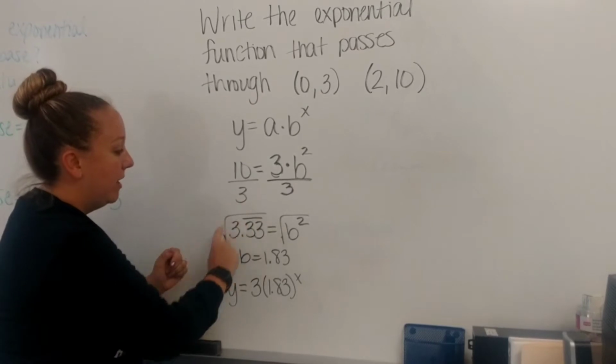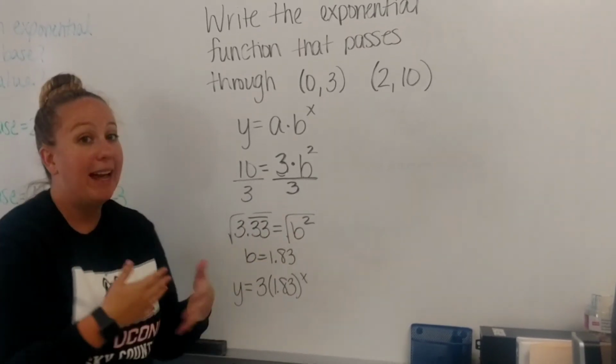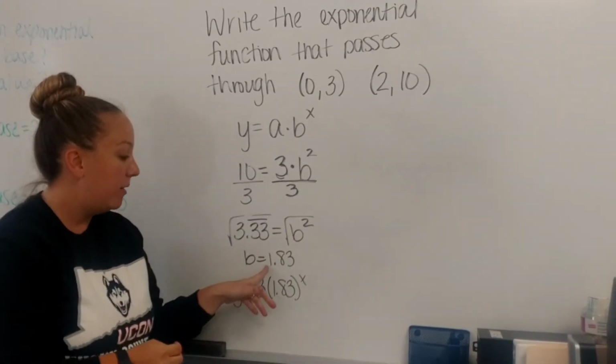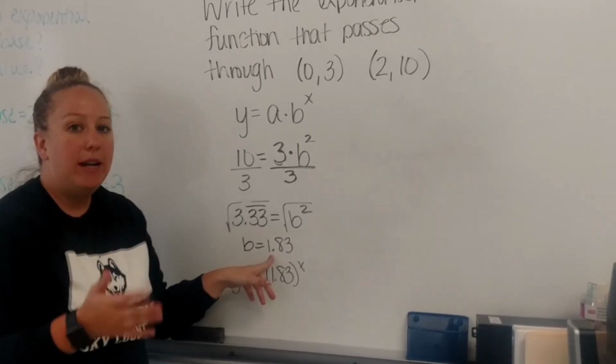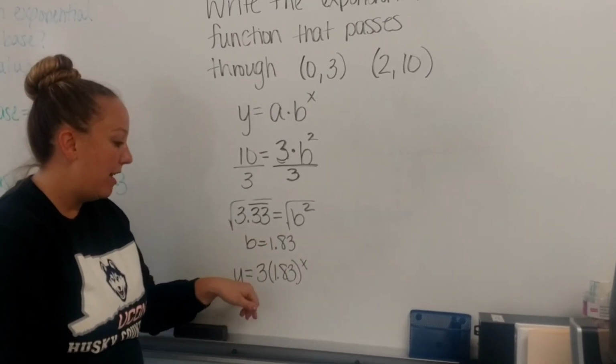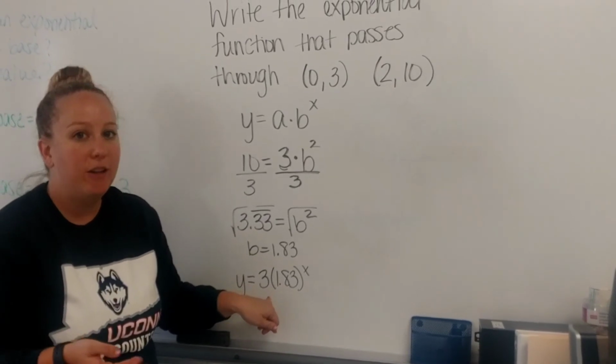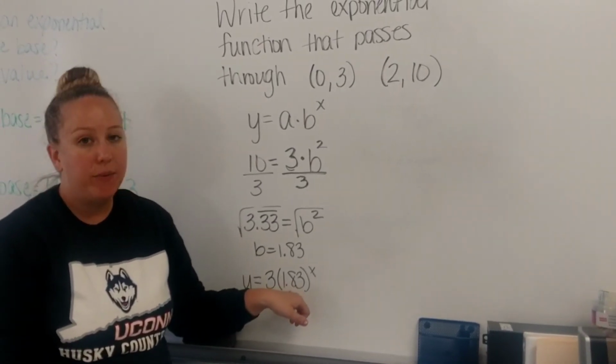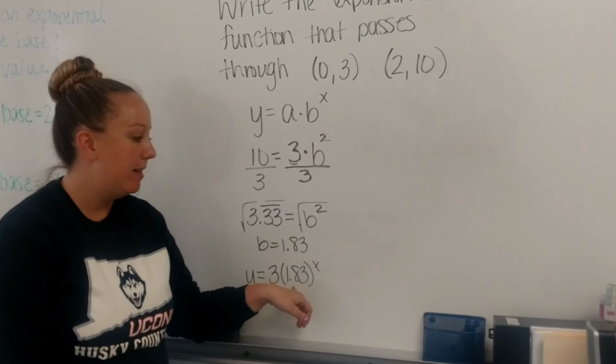Dividing by 3 and then square rooting both sides so that I get what b is equal to. I have b is equal to 1.83. So when I go to write my equation, I want it to say y equals 3, because you want your initial value in there, times 1.83, because you want that b, that base in there, to the x.